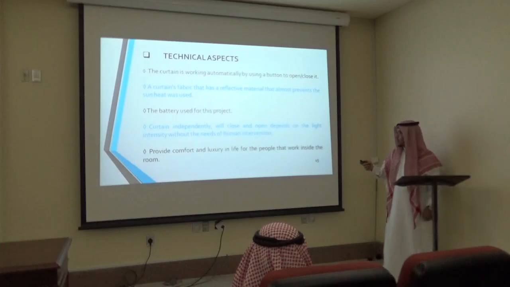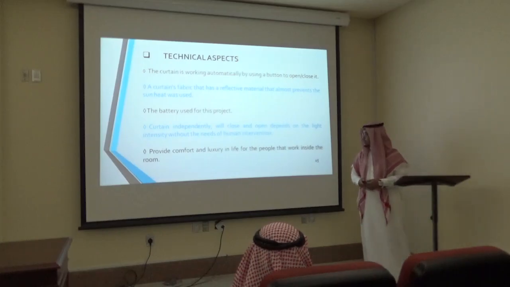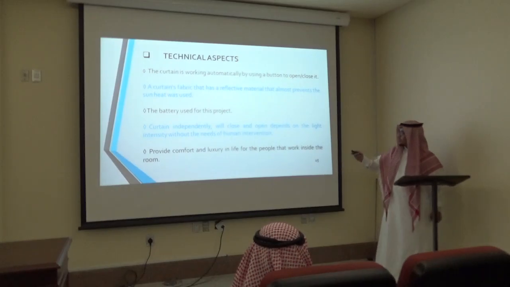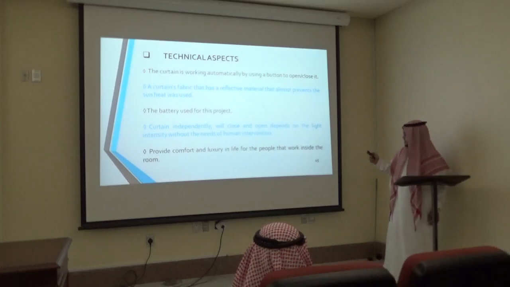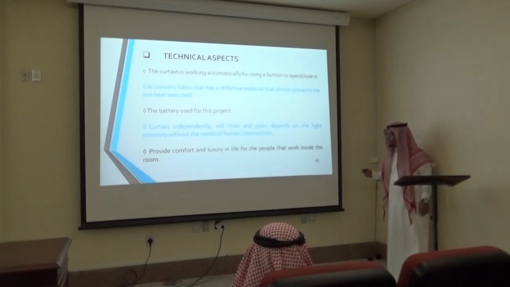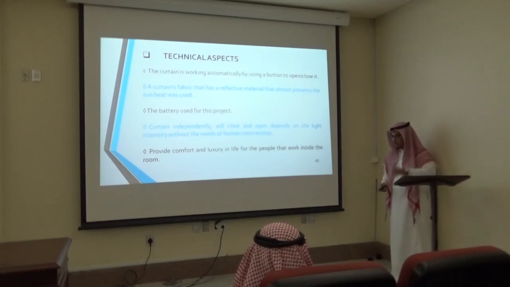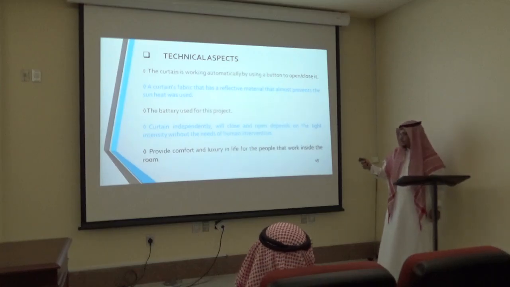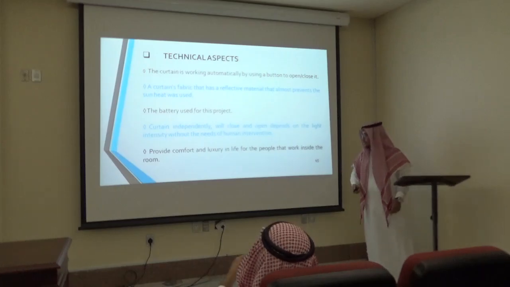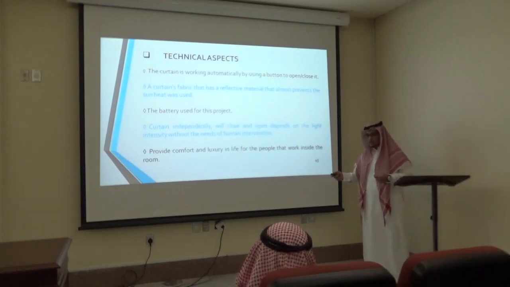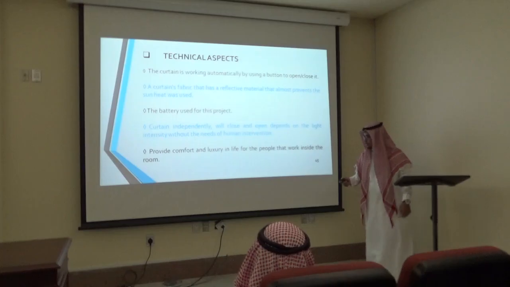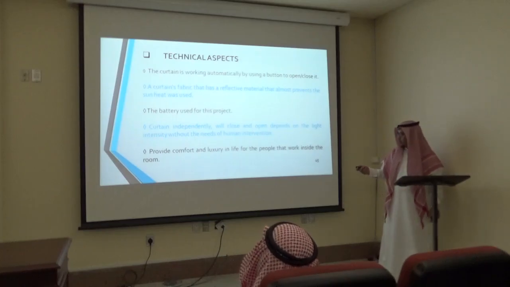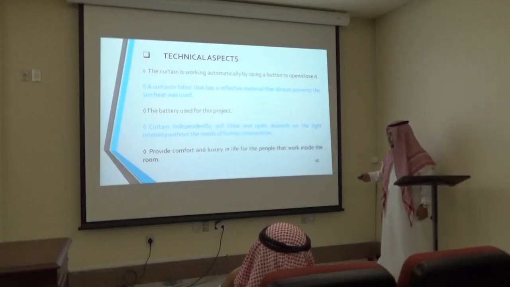Technical aspect, which satisfies the customer needs: the curtain works automatically, and by using a button it can open and close. The curtain fabric has a reflective material that reduces the heat that comes from the sun. The battery is used for this project. The curtain will independently close and open depending on the light intensity without the need of human intervention. Also, that will provide a more comfortable and luxurious life for the people who are there.